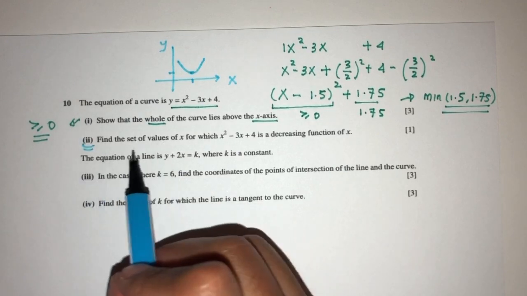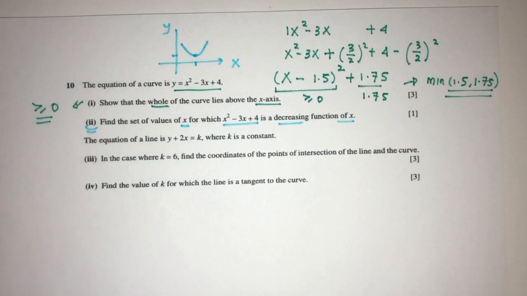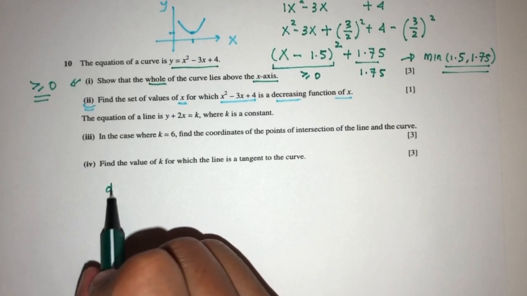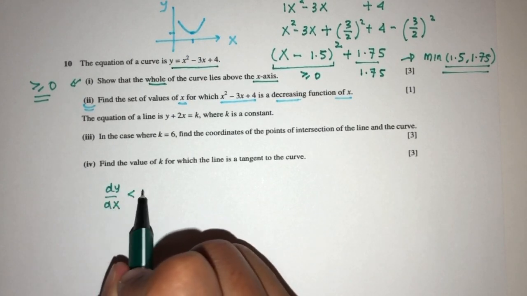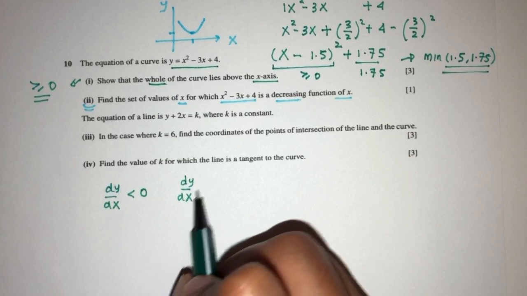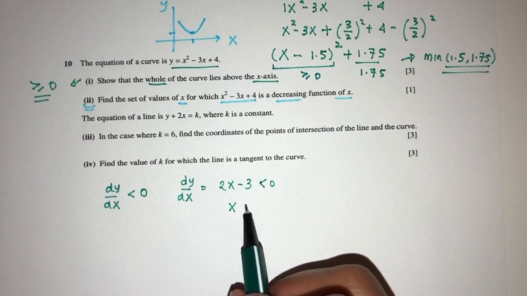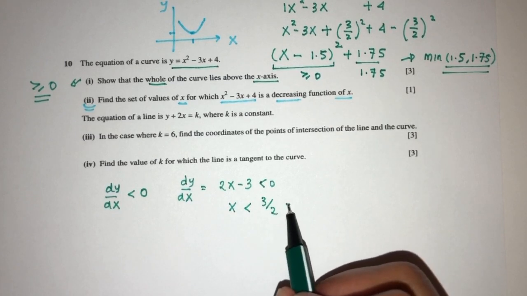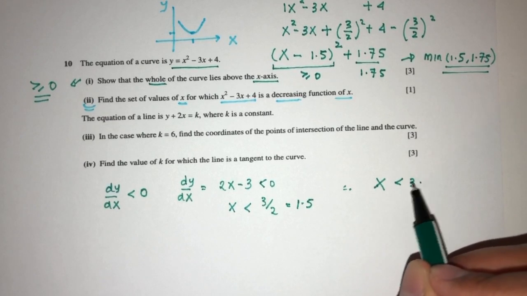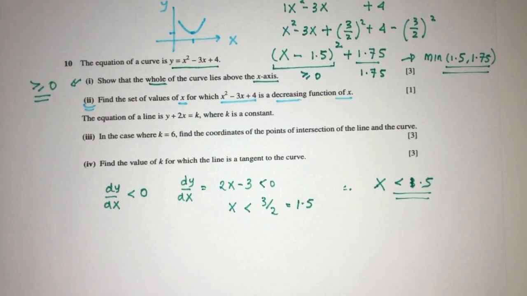Now for part 2, we have to find the set of values for x for which this is a decreasing function. So let's do that. For a decreasing function, dy by dx has to be less than 0. Now dy by dx is what? It is 2x minus 3, less than 0. x will have to be less than 3 over 2, which is 1.5. So x is less than 1.5 for the set of values of x for it to be a decreasing function of x. That is part 2 of the question.